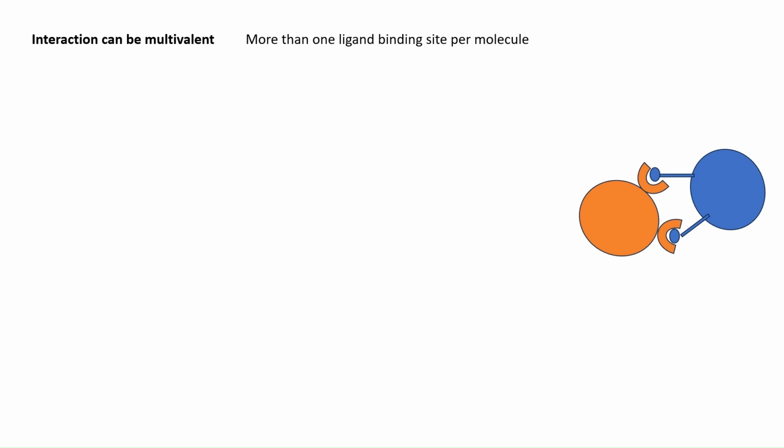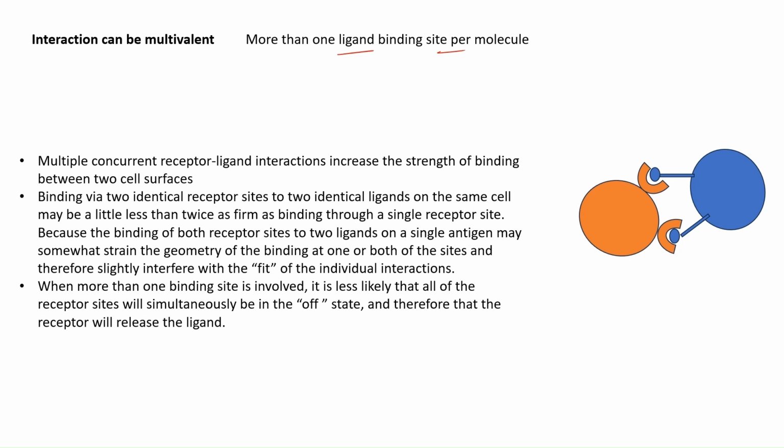Multivalent means more than one ligand binding site per molecule. Now, multivalent or multiple concurrent receptor-ligand interaction increases the strength of the binding between two surfaces. So this is antigen and this is antibody. If one binding is there and simultaneously with the same antigen two bindings are there, so definitely this will be strong.